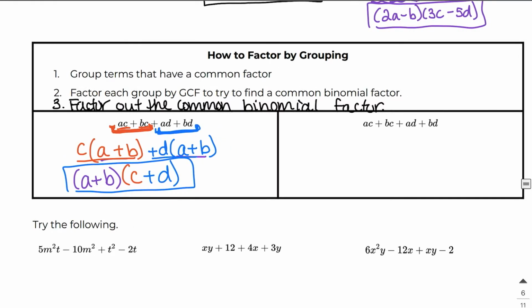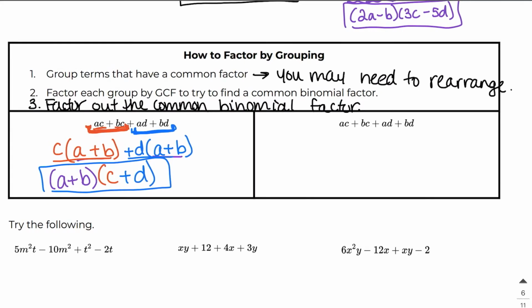But here's the thing. Sometimes you might have to change the order around in order to find a common factor. So you may need to rearrange the order. For example, this example is exactly like what we did here, but I just want to show you how it would work if you did it in a different order. So let's say instead, I'm going to group the AC together with the AD because they have an A in common. And then I'm going to group the BC together with the BD because they have a B in common.